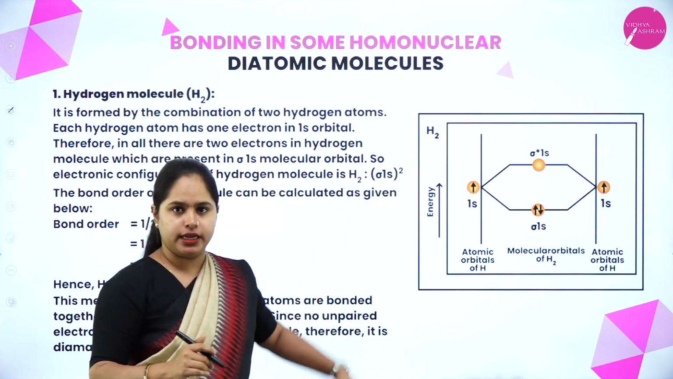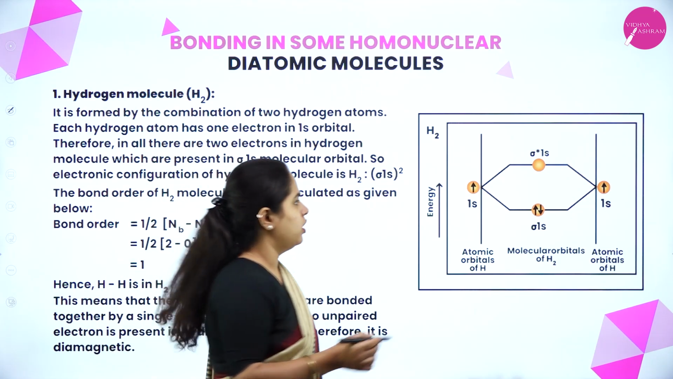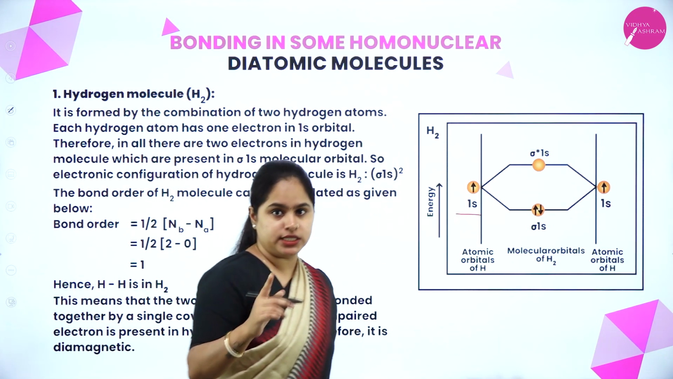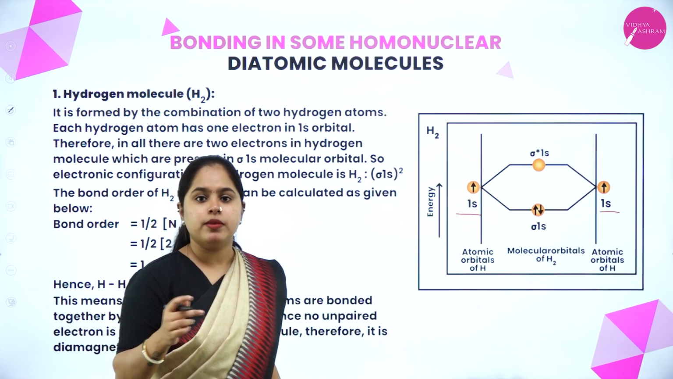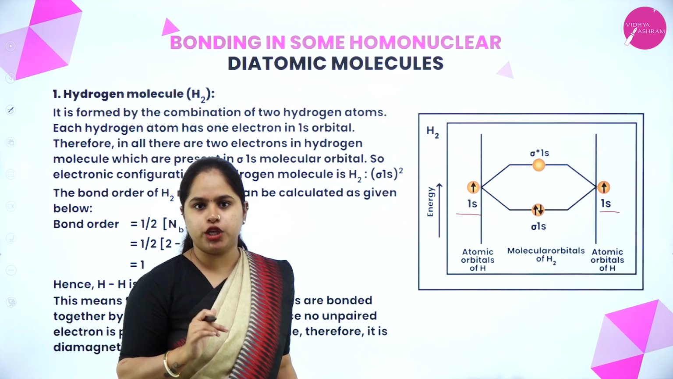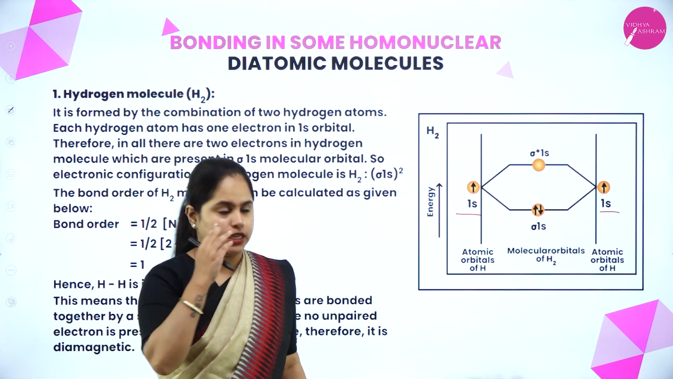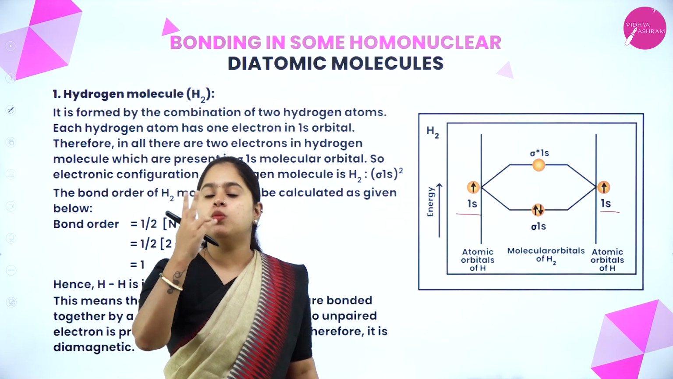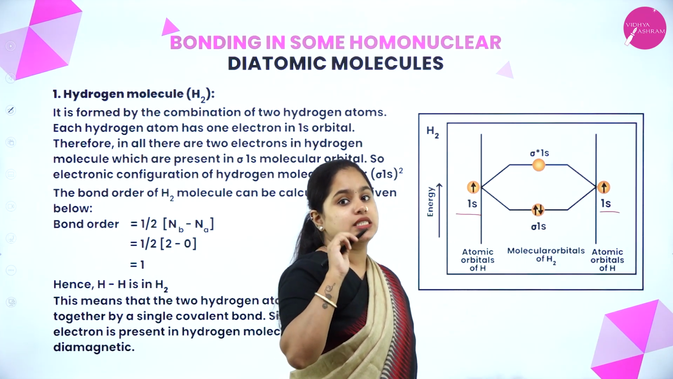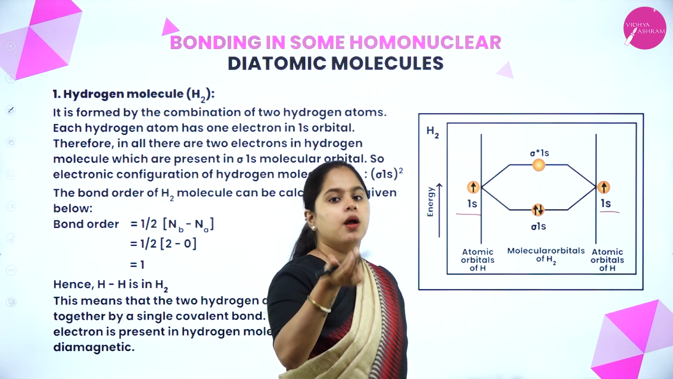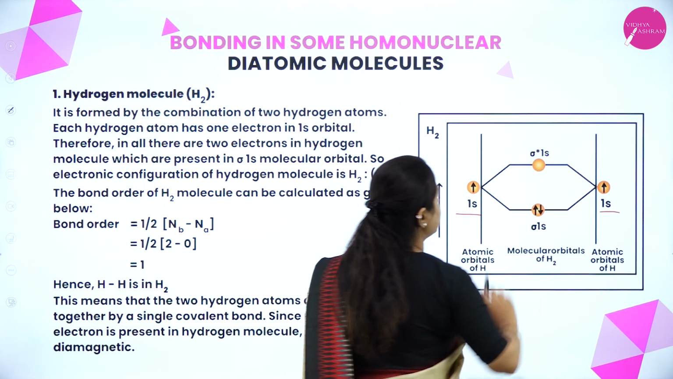From the diagram you can see 2 hydrogen atoms combine and form a hydrogen molecule. This is the 1s orbital of one hydrogen atom, and this is the 1s orbital of another hydrogen atom. Now they combine and form the molecule. We know that when 2 atomic orbitals combine, 2 molecular orbitals will be formed. So this 1s and 1s combine and form sigma 1s and sigma star 1s, the bonding molecular orbital and the anti-bonding molecular orbital.